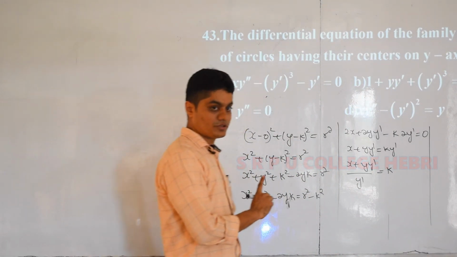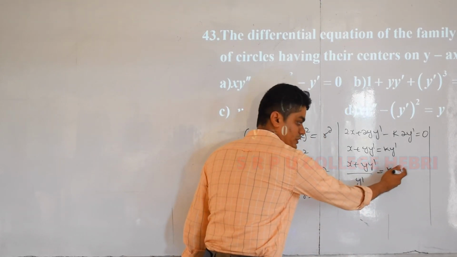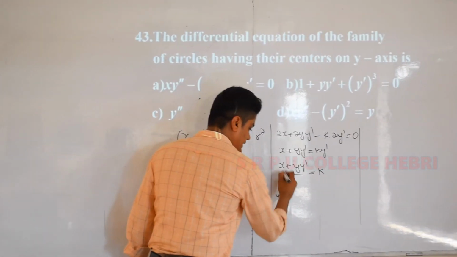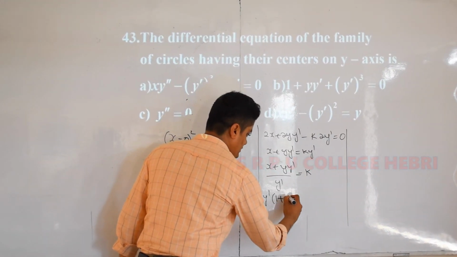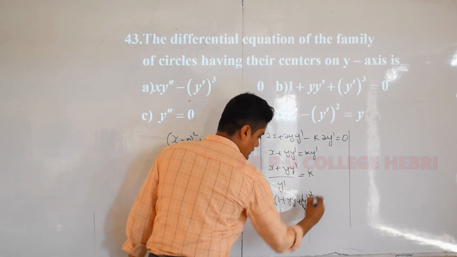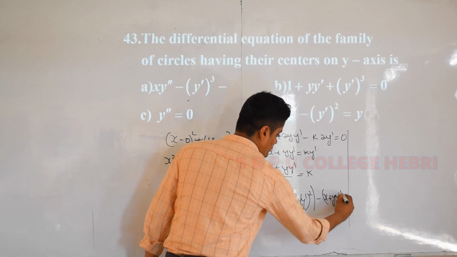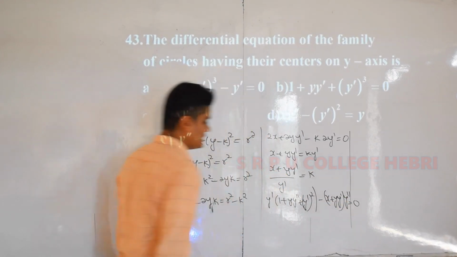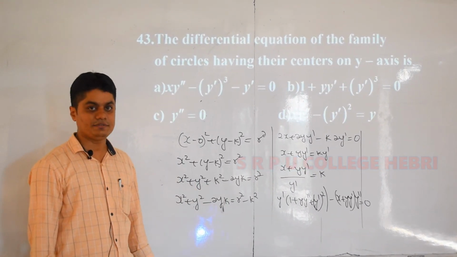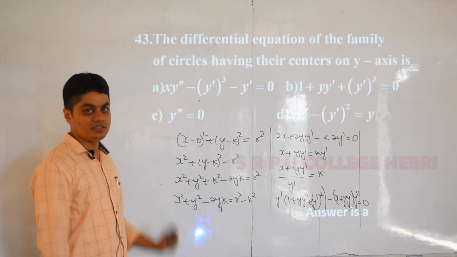So I'll show you how to differentiate. See, y dash whole square will be 0 because the right hand side is 0. So I'll directly write one step, remaining work is yours. Y dash into the difference is this: 1 plus y y double dash plus y dash into y dash, and the y dash whole square, correct, minus x plus y y dash into y double dash is equal to 0. If you rearrange this, the answer comes. So only the rearrangement part is left that I am leaving for you. You have to rearrange this expression. You will get the answer as option A.